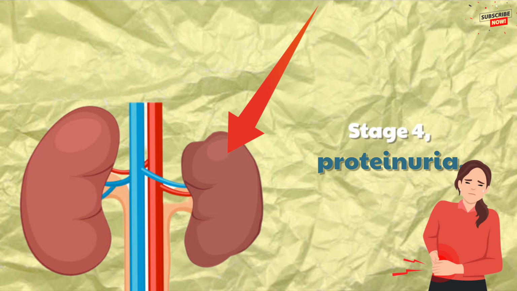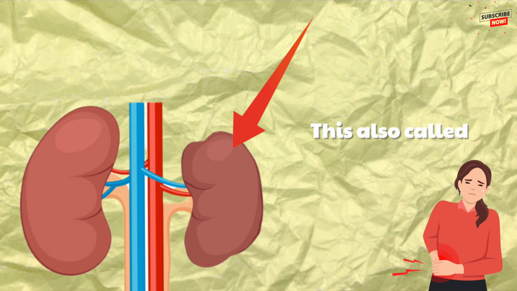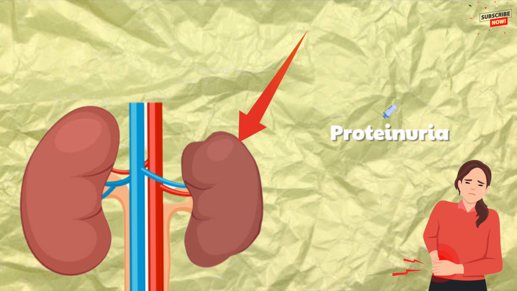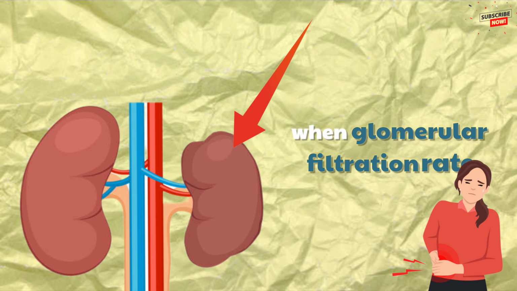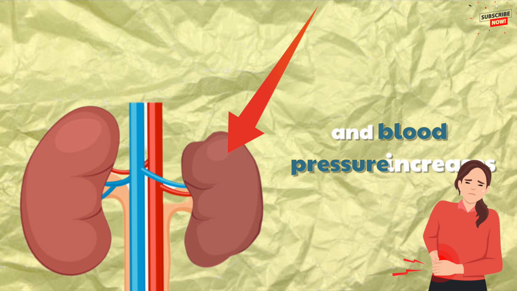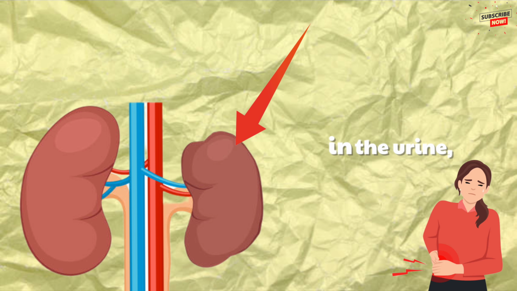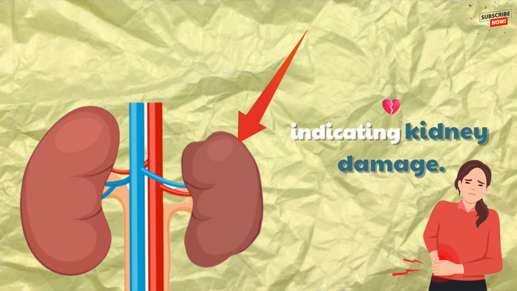Stage 4. Proteinuria. This is also called chronic kidney failure, which is the irreversible stage. Proteinuria develops when glomerular filtration rate decreases and blood pressure increases above normal values. It manifests large amounts of protein in the urine, indicating kidney damage.